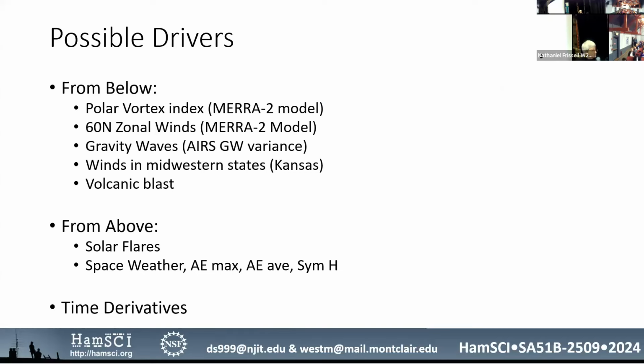So possible drivers, well, certainly from below, we could have anything having to do with the wind. So there's the polar vortex. This is from the MERRA-2 models. The 60 north zonal winds go around by Canada. Gravity waves, which percolate up from the ground level. That's from the AIRS satellite. And then I took the winds in the Midwest. I thought Kansas was windy, so I did Kansas, and now I'm doing all the other states out there. And then there's the volcanic blast, which I just think is wonderful.